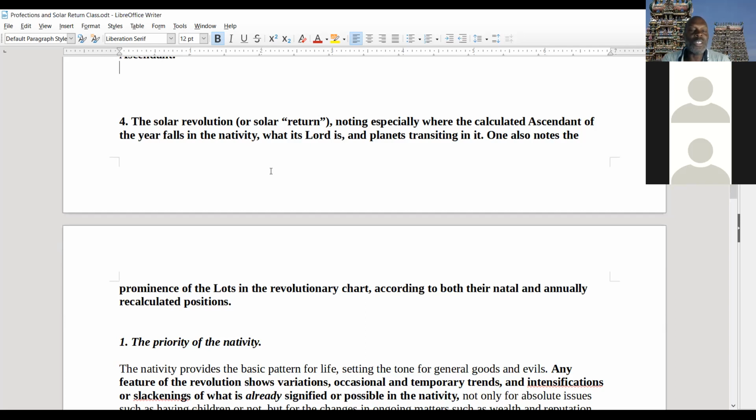So let's break this thing down. The solar revolution, noting especially. So the fourth thing is the solar revolution itself, right? So the first thing was the age of man.